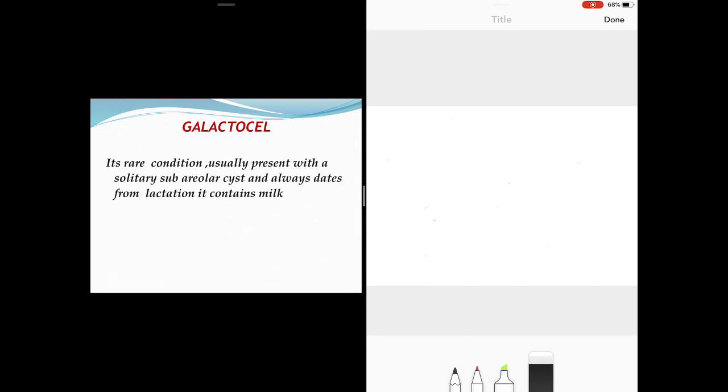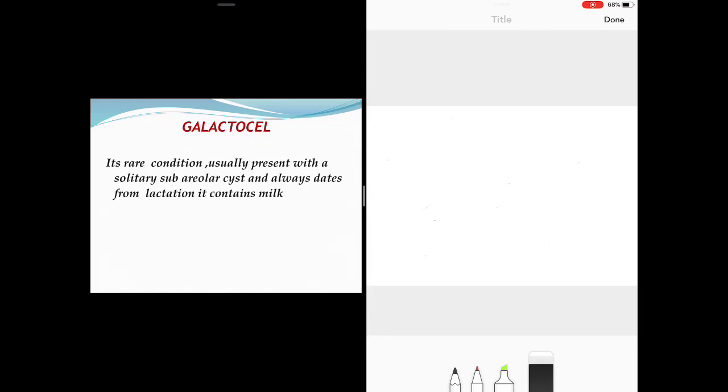The patient says, doctor, I have a mass. After feeding the baby the mass will resolve, meaning it will decrease in size, and then re-enlarge. This point is very important for the diagnosis of a galactocele, because it is a milk cyst.